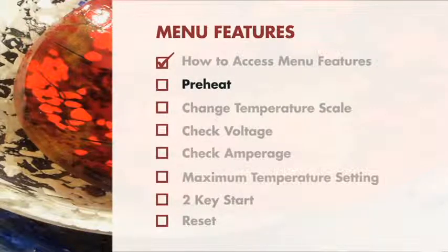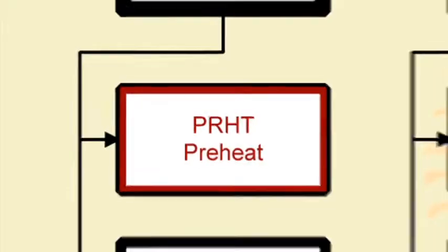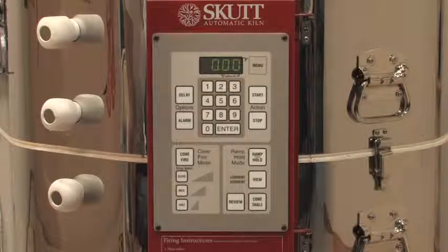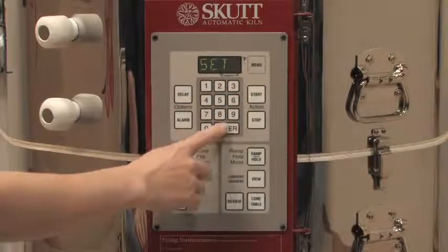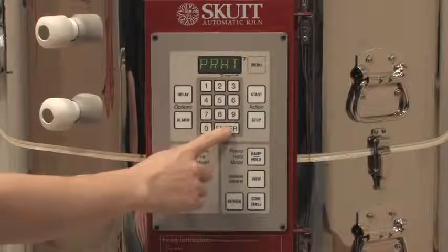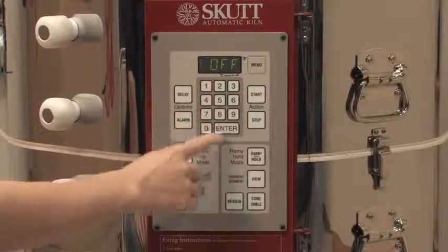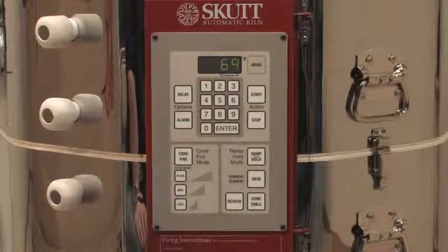Preheat. The Preheat feature allows you to toggle preheat on or off. When toggled off, preheat will no longer appear during a cone fire mode programming sequence. To turn this feature on or off, access the feature in the Settings submenu, and use the 1 key to toggle the feature on or off, and then press Enter.